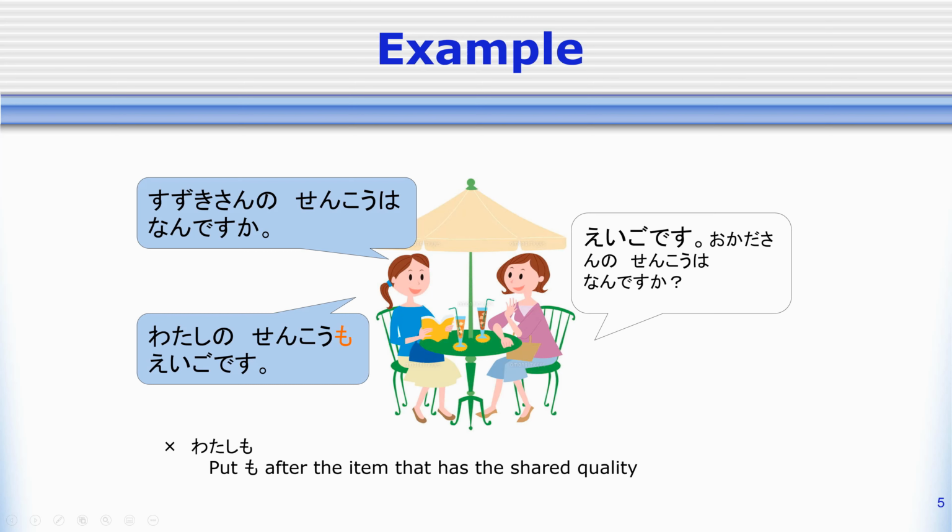So in this case, we are talking about my major and your major. When we say my major is also English, we want to put the mo after major. So we want to put the mo after the item that we are comparing between the two people. So my major is also English. 私の専攻も英語です. So we can't put the mo after 私. We have to put it after 専攻.